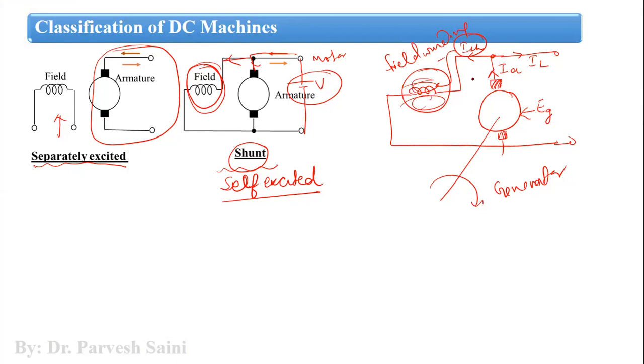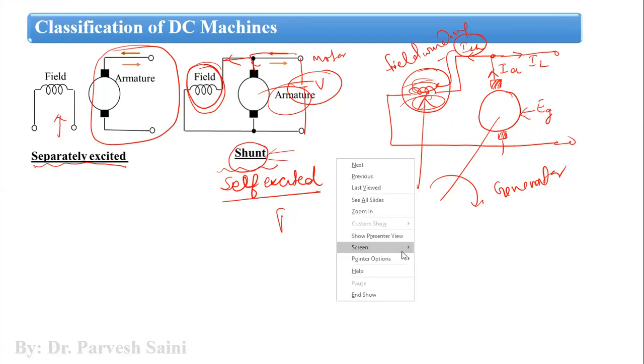So because the field is excited through the current which is generated by the armature, the current is part of the armature and the field is generated from that particular current, and that is why we call this self excited. Now you can see the field is connected in parallel to the armature. Here the field system and armature system are in parallel to one another. That is why we are calling this machine a shunt wound DC machine.